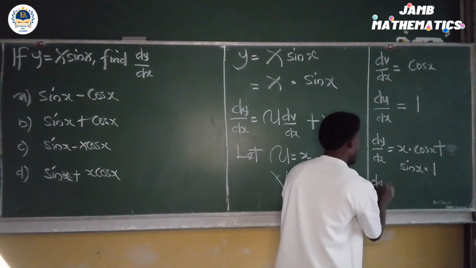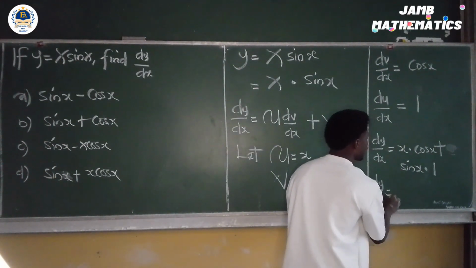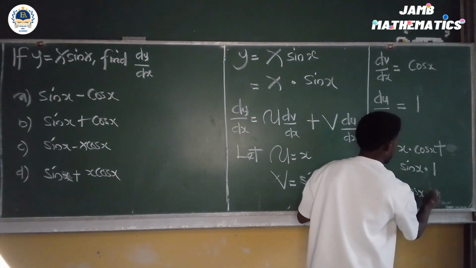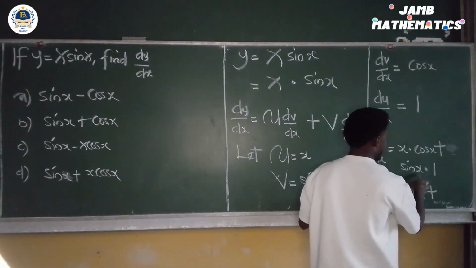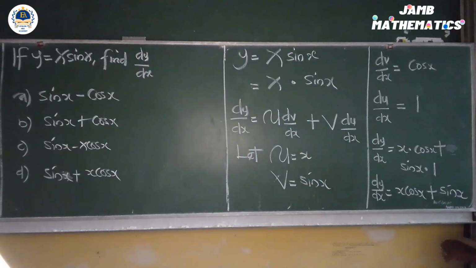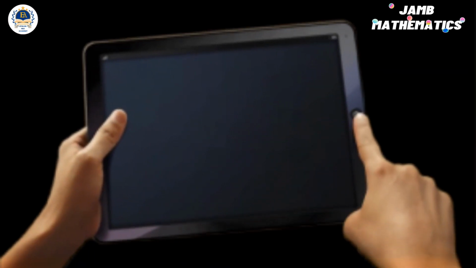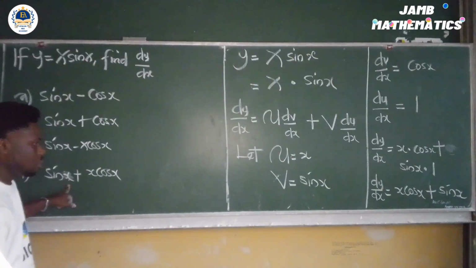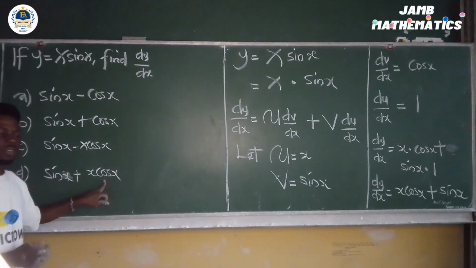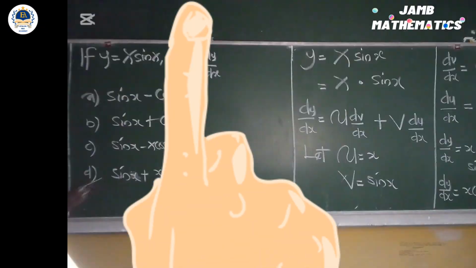At this point, dy over dx is equal to x cos x plus sin x. So that is the final answer, x cos x plus sin x, or we can still say as sin x plus x cos x. Let's go back to the options. The correct answer is sin x plus x cos x. The order of the arrangement does not have any bearing. So the correct answer is D.